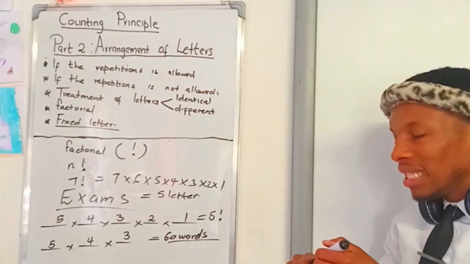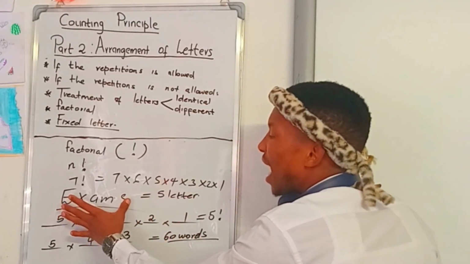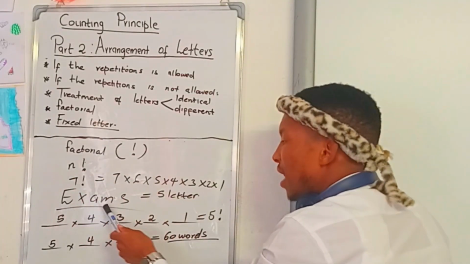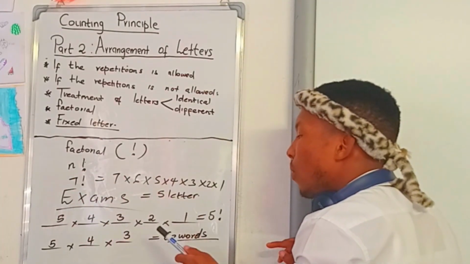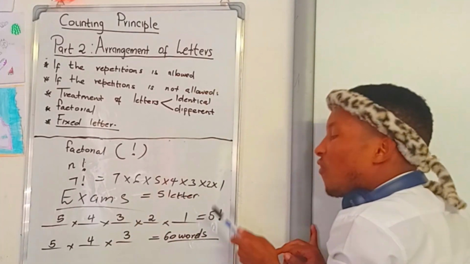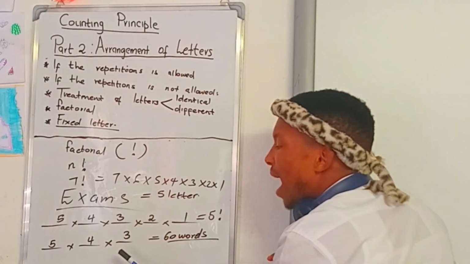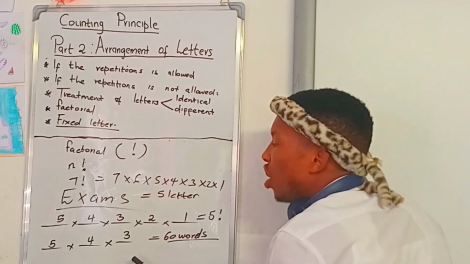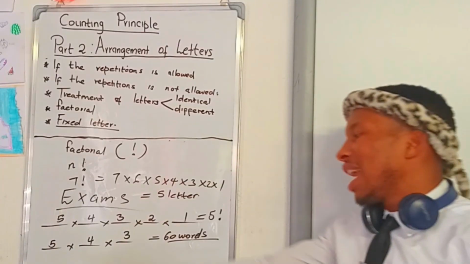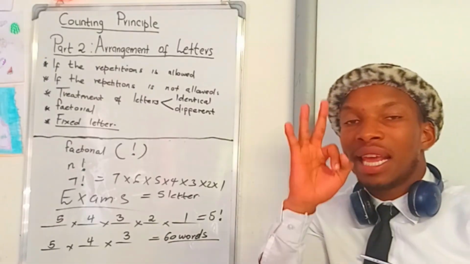Do you see? It depends on the number of letters that we have. If you are just arranging letters where the number of positions equals the number of letters, that is going to be 5 factorial. But if we are arranging the letters, but the number of positions is not equal to the number of letters, it's no longer going to be a factorial. Then it's just going to be 5 times 4 times 3, because you're only looking at 3 events. All right.